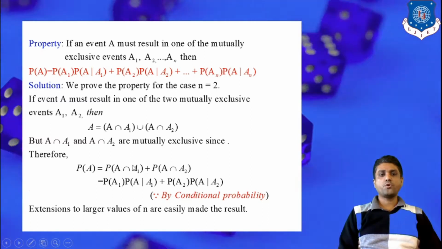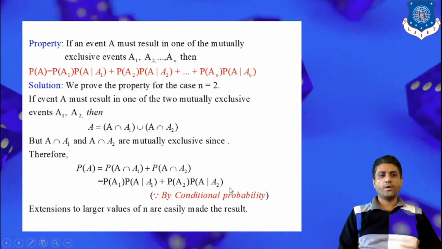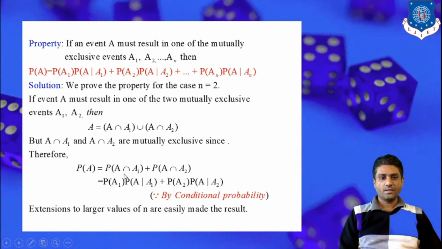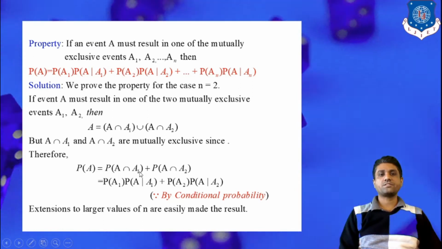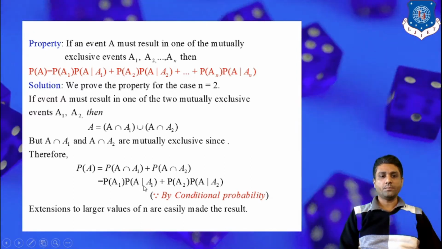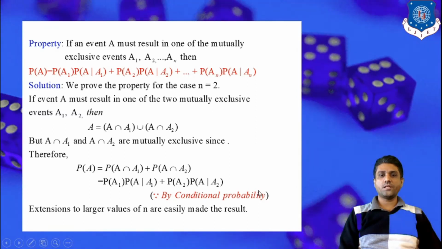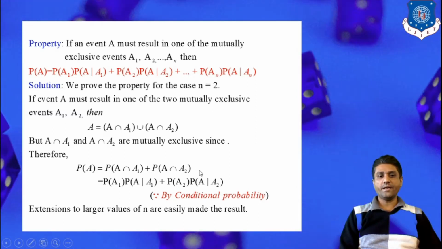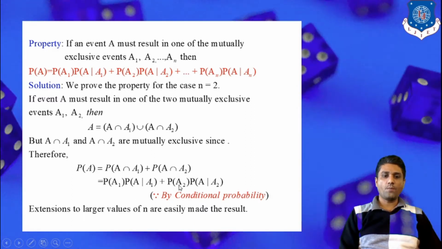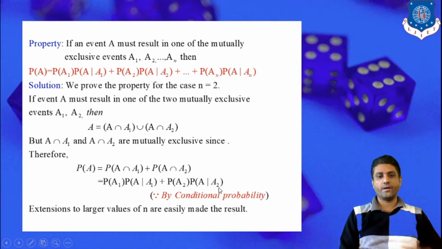Now next we have to use the definition of conditional probability. By applying the definition of conditional probability, the probability of A intersection A1 equals the probability of A1 times the probability of A given A1. Apply the same definition to the second expression: the probability of A intersection A2 equals the probability of A2 times the probability of A given A2.